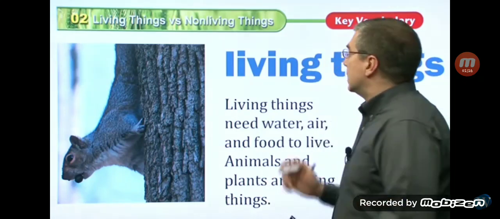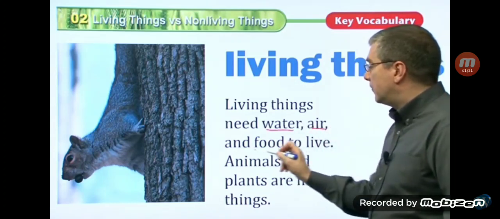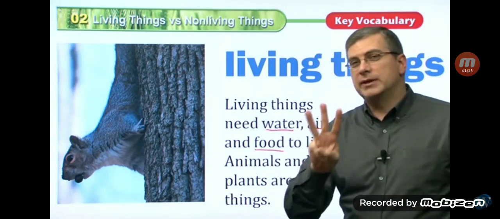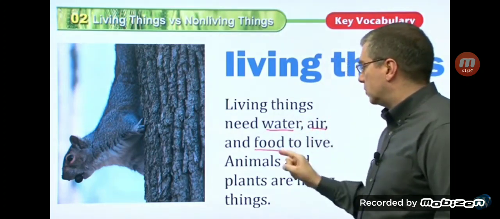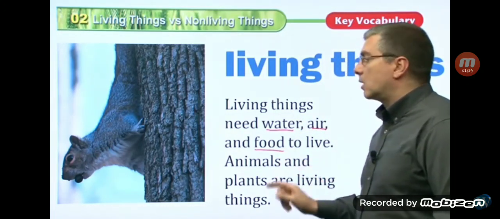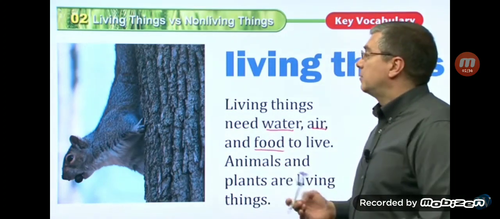What are living things? Living things need water, air, and food to live. Living things need three things to live. They need water, air, and food. Animals and plants are living things. They are living things, okay?